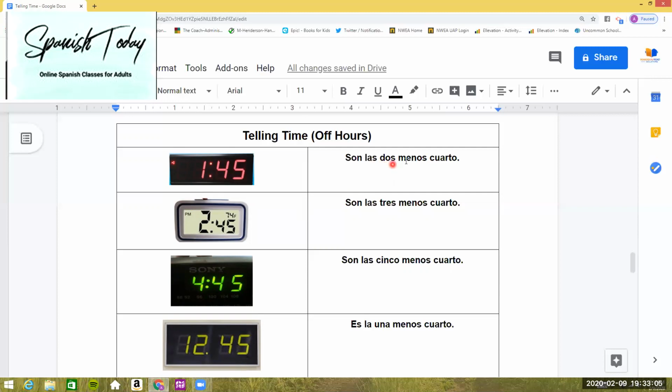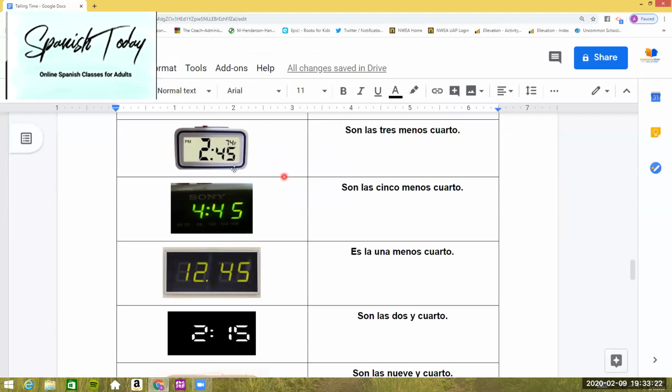Son las 2 menos cuarto. So you're subtracting that quarter hour. Son las 2 menos cuarto. So that's not a mistake. That's 2 minus a quarter hour equals 1:45. Okay, so let's try that with 2:45. Since we're going backwards, we'll have to say son las 3 menos cuarto. Son las 3 menos cuarto. Get it?